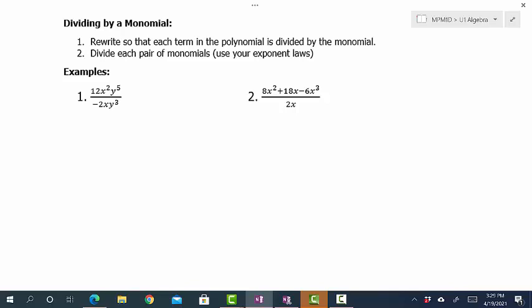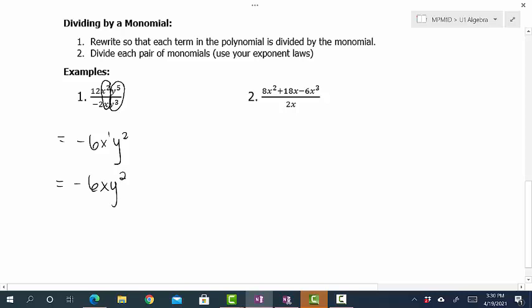So 12 divided by negative 2 is negative 6. And now use the quotient rule to divide each of the variables with the same base. So x squared divided by x to the power of 1. Okay, keep the base and subtract the exponents. So 2 subtract 1 is 1. And now let's divide y to the power of 5 by y to the power of 3, because they have the same base. So keep the base and subtract the exponents. So 5 minus 3 is 2. Okay, and you don't need to write the little 1, right? It's not wrong if you do, but you don't need to have it there. So this is your final answer.